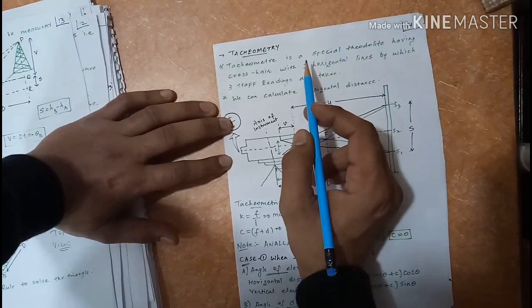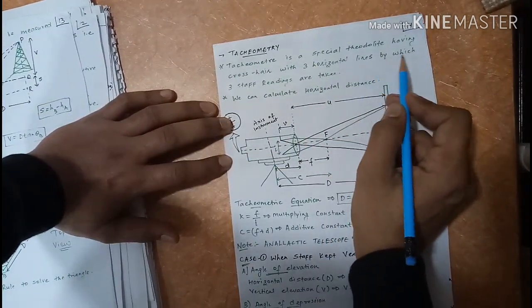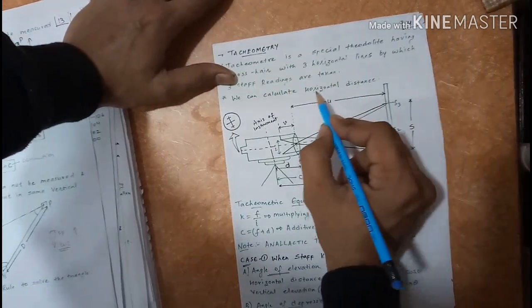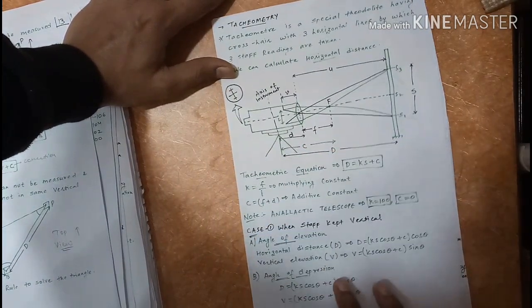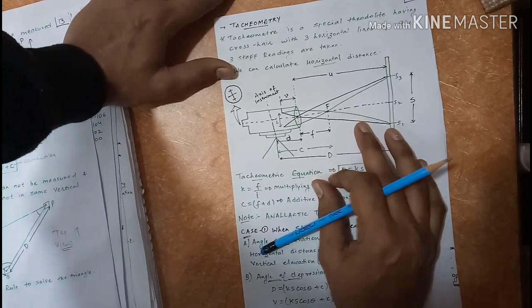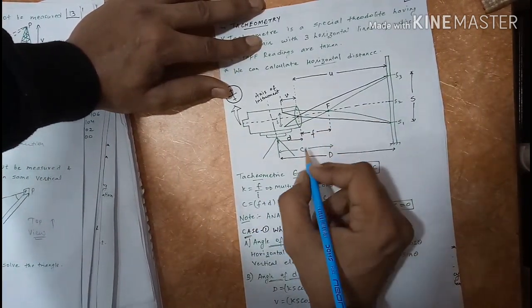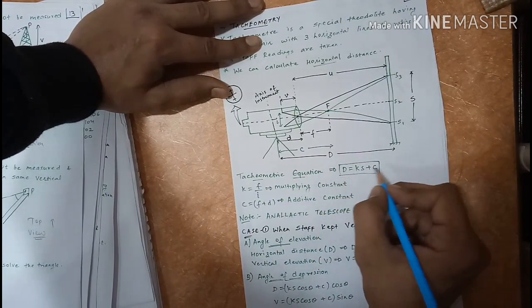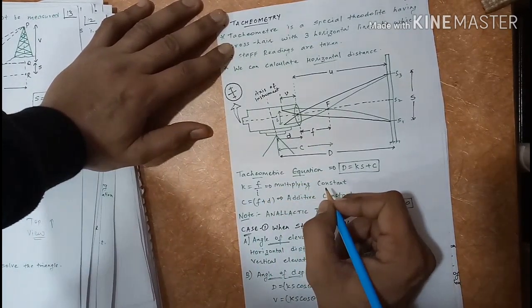Tachometry. A tachometer is a special theodolite having a crosshair with 3 horizontal lines by which 3 staff readings are taken. We can calculate horizontal distance with the help of this. This is the basic diagram of the telescope with all the parameters. This is the basic tachometric equation: D is equal to Ks plus C. K is the multiplying constant, which equals F upon I.